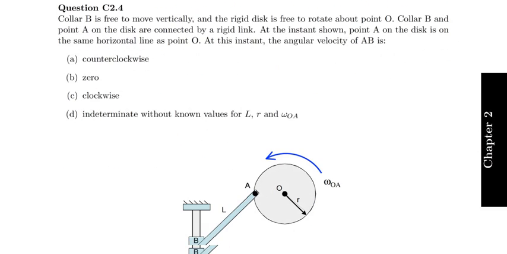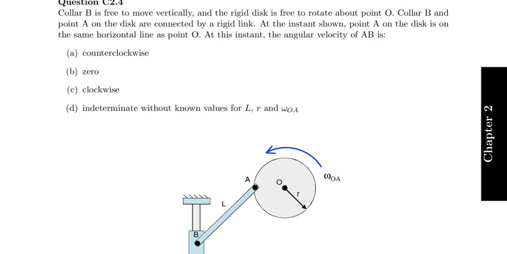Let's work a little bit more on instant centers, since I know that that's a subject that students are often a little uncomfortable with. Here we have a little mechanism, and in particular in this mechanism we have a collar B which is free to move vertically, and a rigid disk which is free to rotate about point O. And we're told that collar B and point A on the disk are connected via a rigid link. And at the instant shown, point A on the disk is on the same horizontal line as point O.